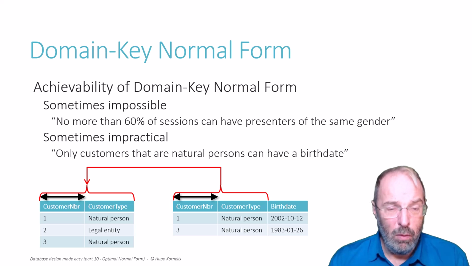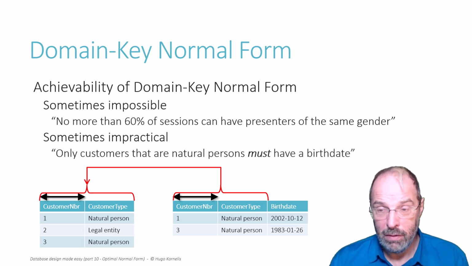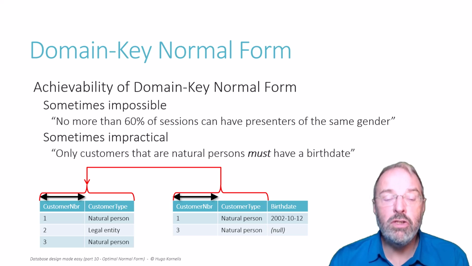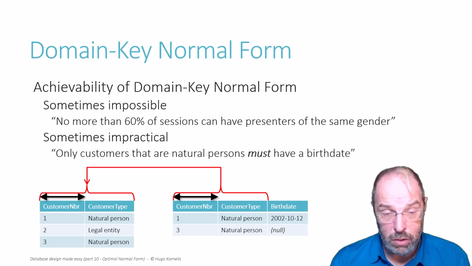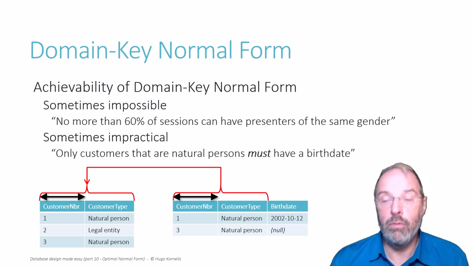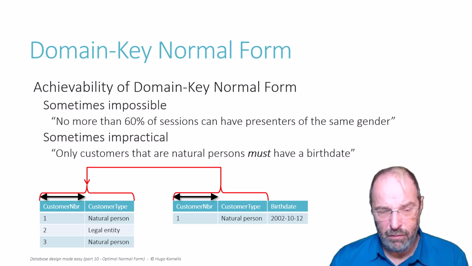What if all natural persons must have a birth date? So now, with this small change, it becomes illegal to set the birth date of customer 3 to null. Well, a not null rule will of course achieve that. But what if I then just remove that row? How will the database prevent this?